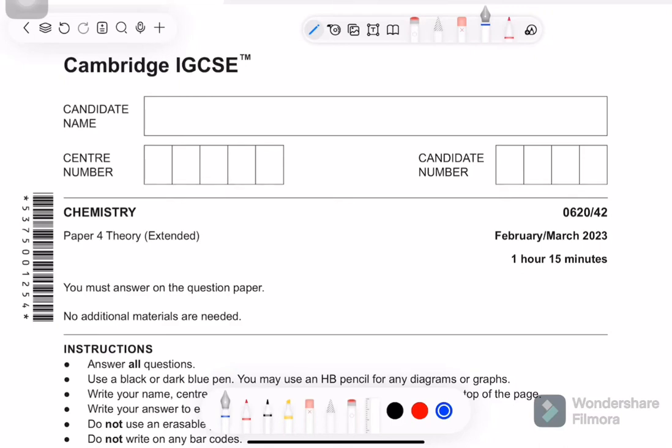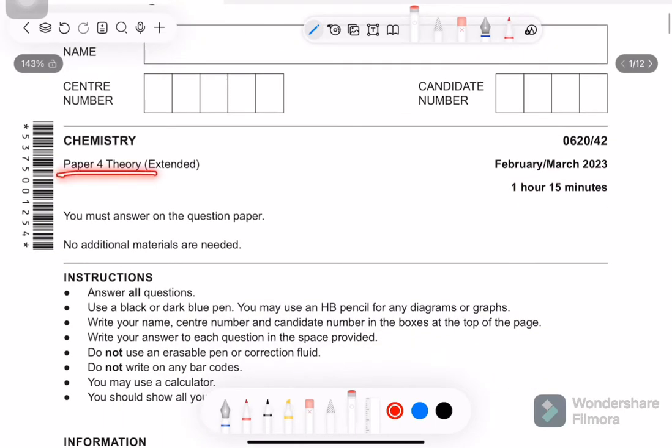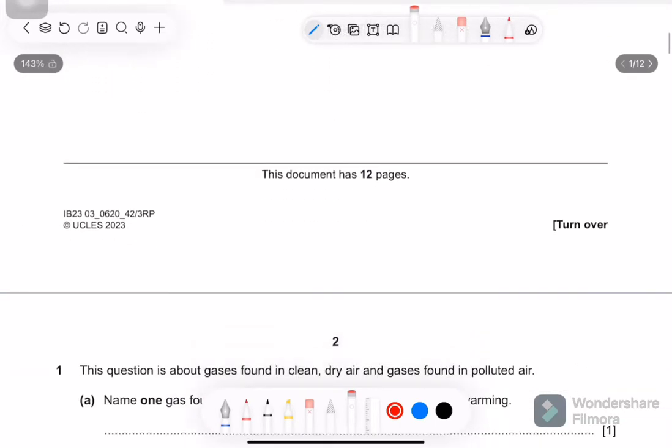Okay, so the paper we have at hand is the February March 2023 paper, last year's February March paper, and the time for it is 1 hour 15 minutes. This is the theory extended version. So let's start.